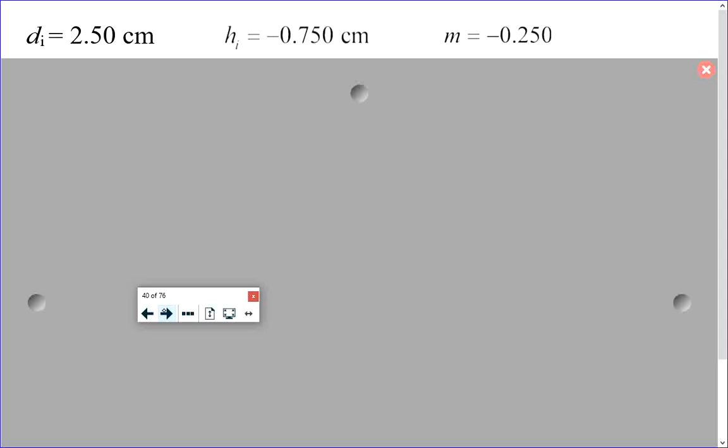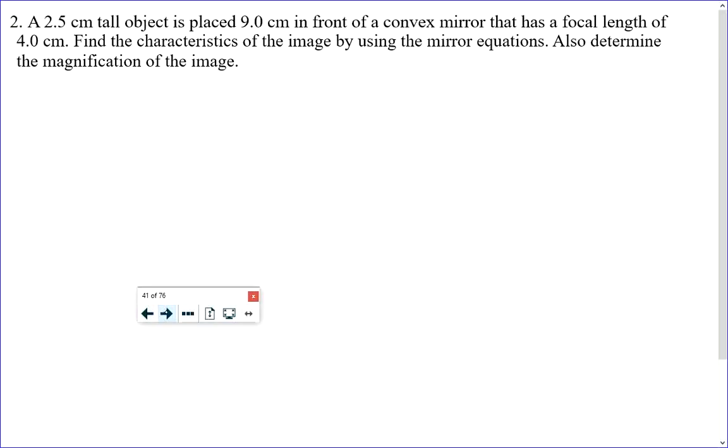All right, let's try number 2. Examples 1 and 2 are really pretty straightforward. There's nothing really tricky about them. A 2.5 centimeter tall object is placed 9 centimeters in front of a convex mirror that has a focal length of 4 centimeters. There is one lie that you've been told in that sentence, and it's the focal length is 4 centimeters.